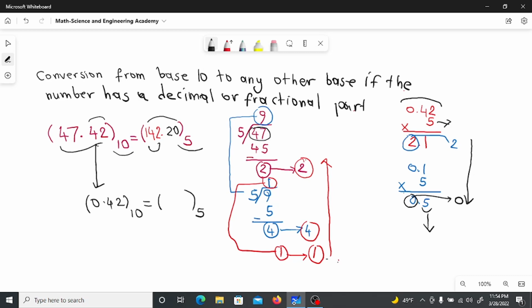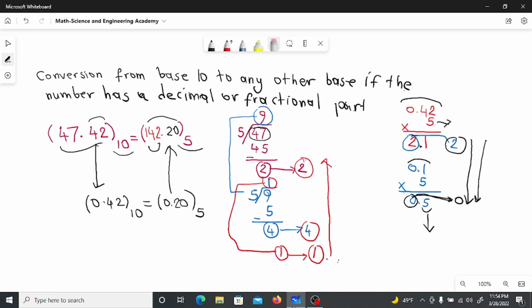We multiply by 5 and we get 2.1. We take just the whole part, 2 here, and 0.1 is left. We take the decimal place 0.1 again and multiply by 5, and we get 0.5. We get the whole part again. We write from top to bottom. That means that 0.42 in base 10 is equal to 0.20 in base 5. When we add this one here, we can get our answer easily.